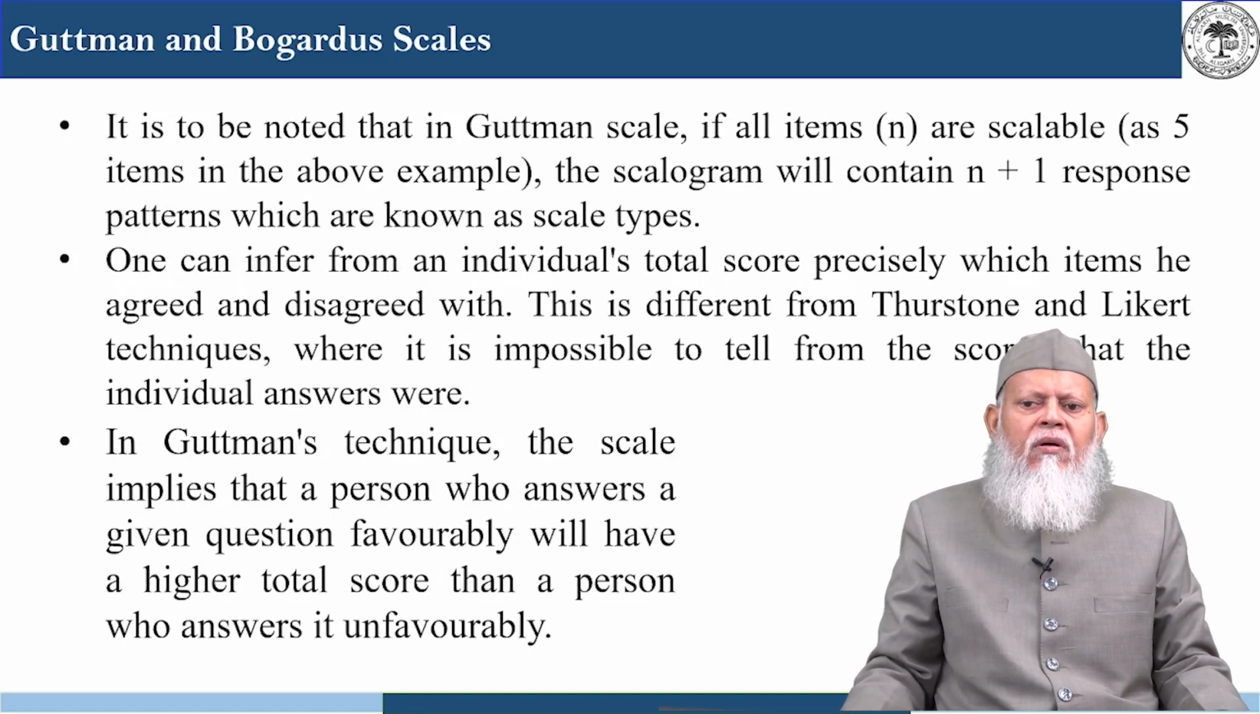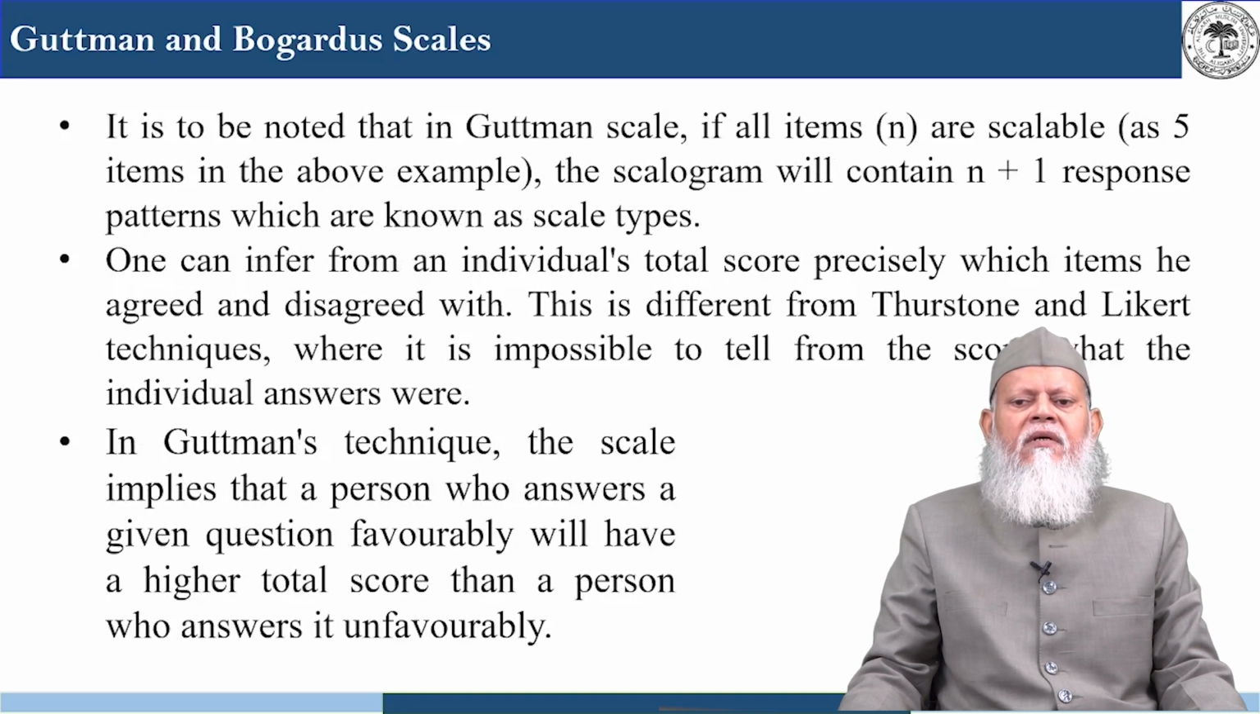It is also to be noted that in Guttman scale, if all items, that is n, are scalable as 5 items in the above examples, the scaleogram will contain n plus 1 response patterns, which are known as scale types. We have already observed this in the previous examples also. One can infer from an individual's total score precisely which items he agreed or disagreed with.